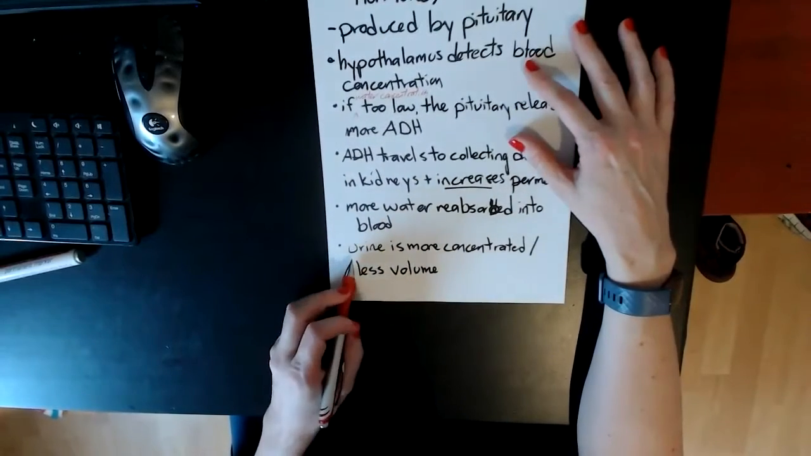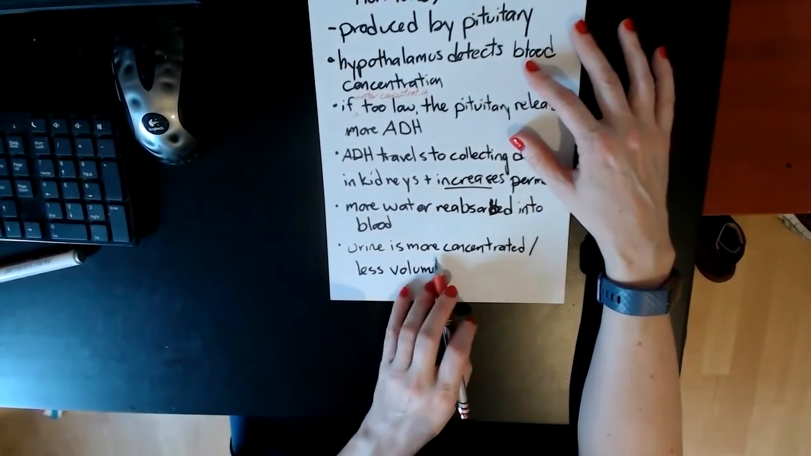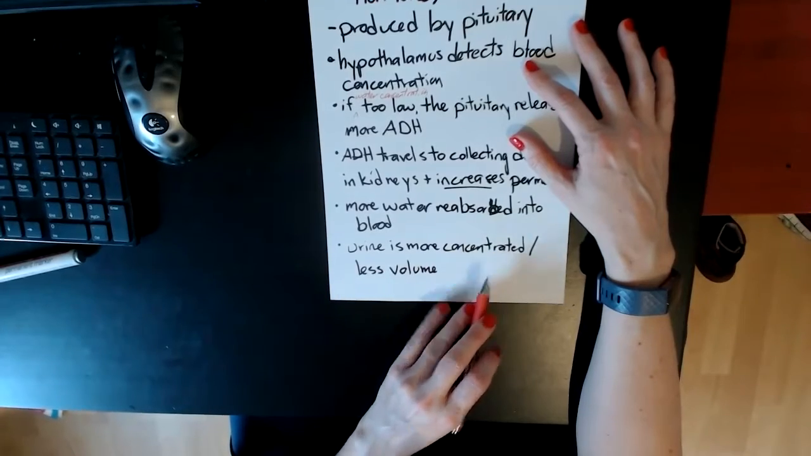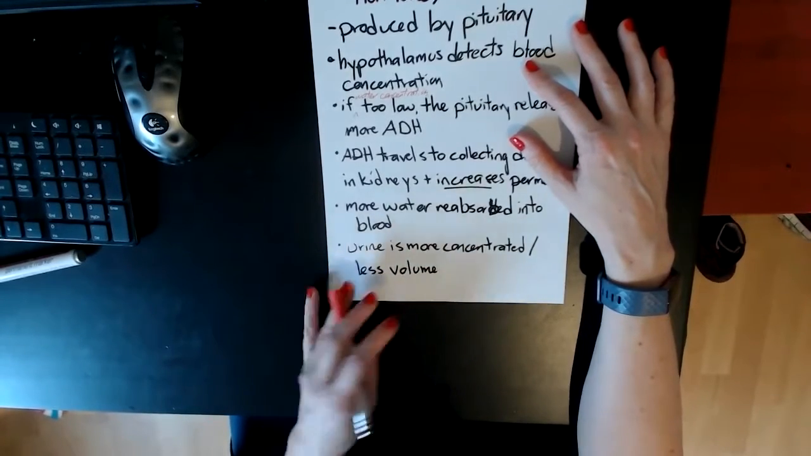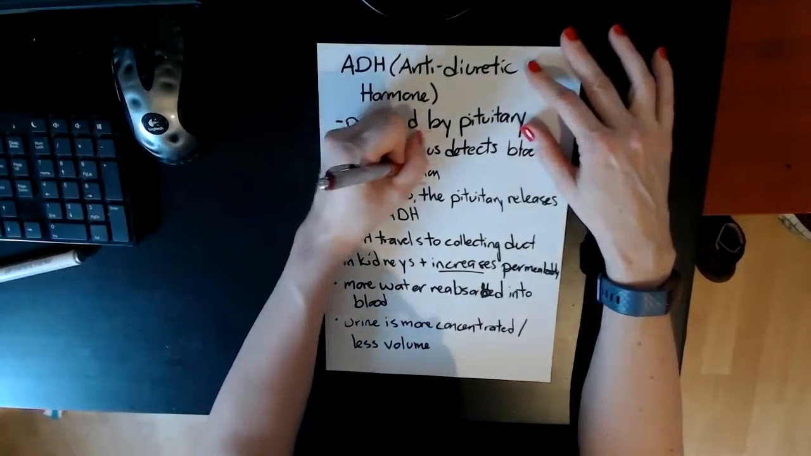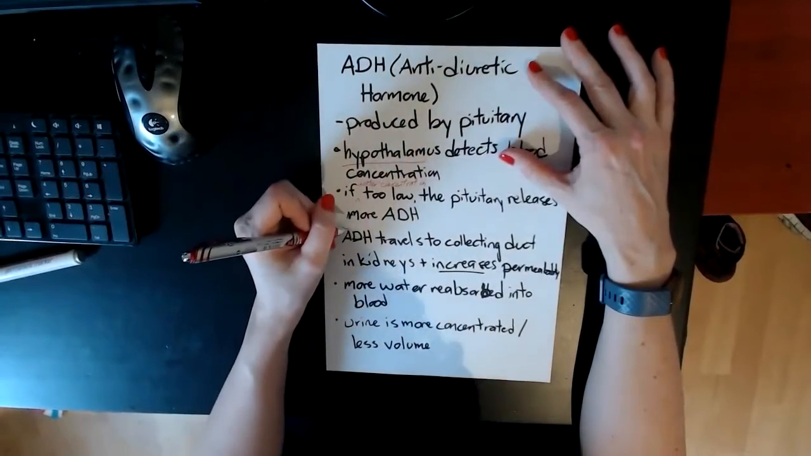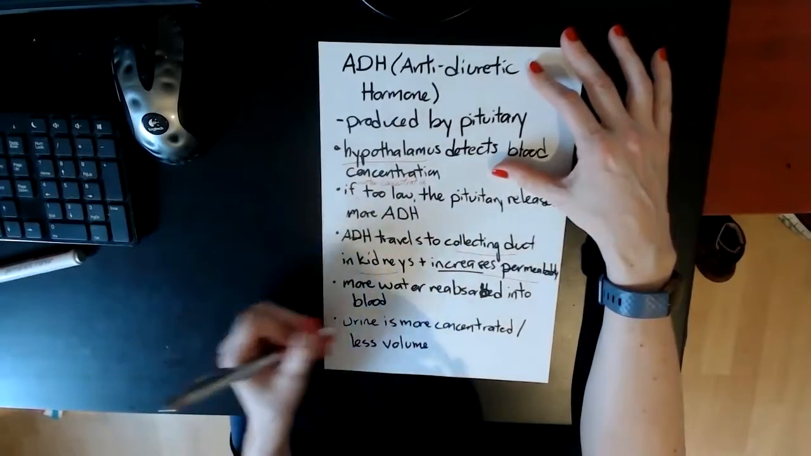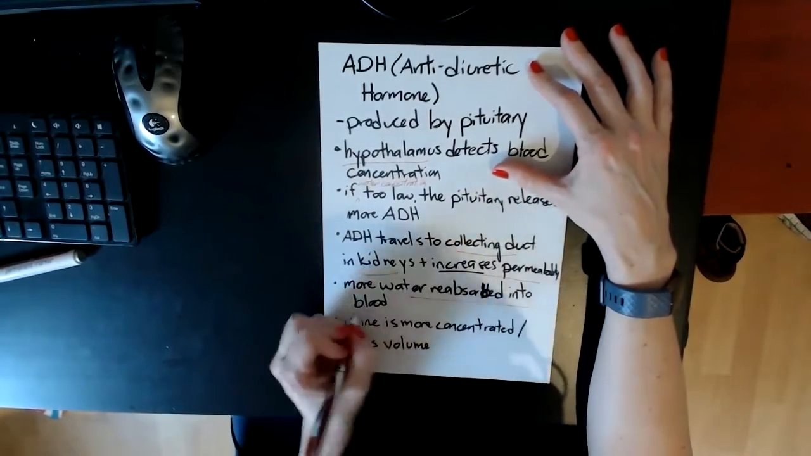And thus, the urine that's produced is more concentrated. So this can show up as being more yellow in color, like a dark yellow, as opposed to almost clear. And there's less of it, so less volume of the urine. All right. The key words here would be hypothalamus, the collecting duct in the kidneys, increasing the permeability, and then the water is reabsorbed into the blood.